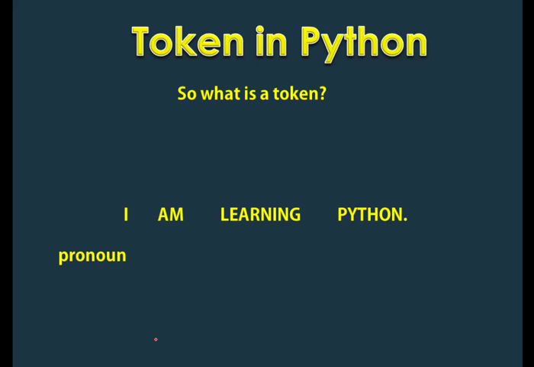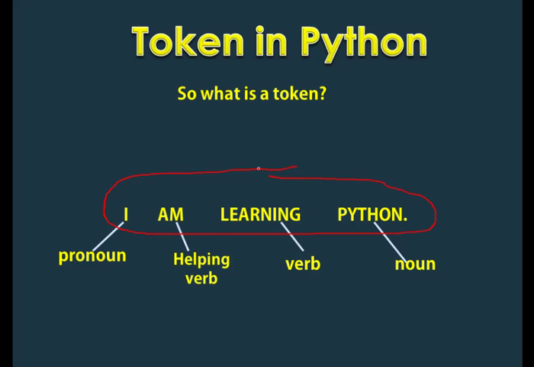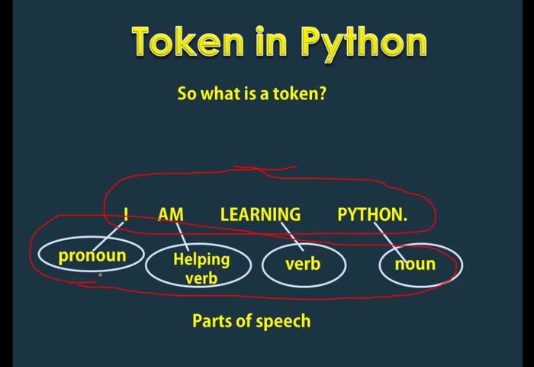about the parts of speech like this. I is a pronoun and am is a helping verb. Learning is a verb. Python is a noun. So the whole sentence is made up of different elements: pronoun, helping verb, nouns. And what do we call them all collectively? I hope you know it. These we call parts of speech. So a sentence is made up of many parts of speech.